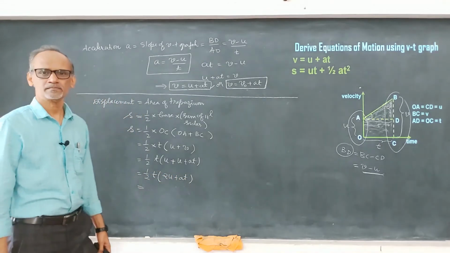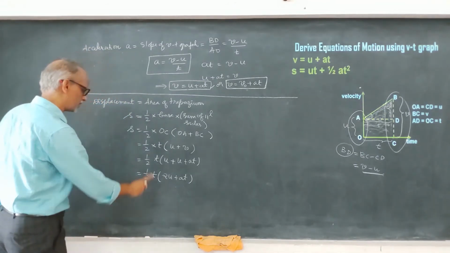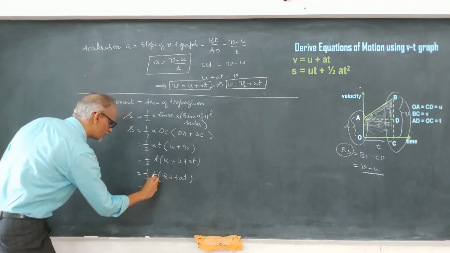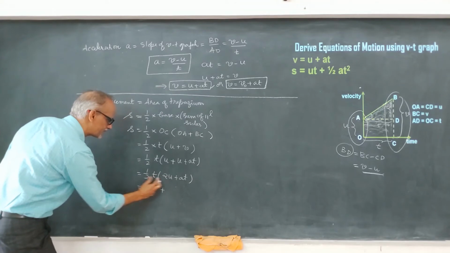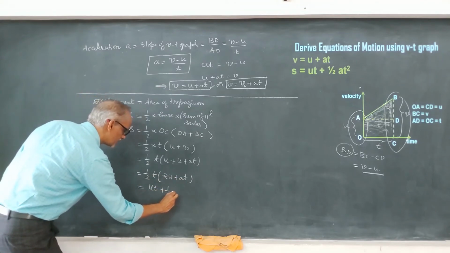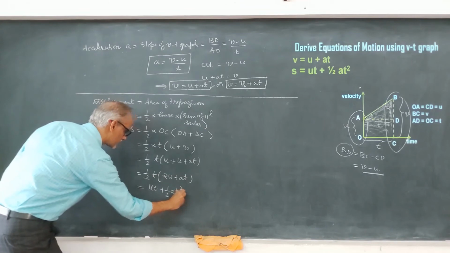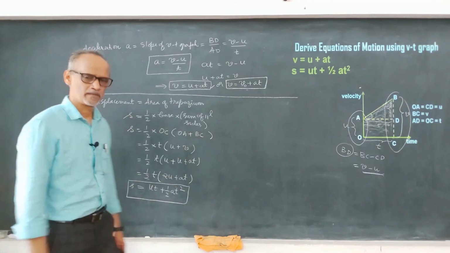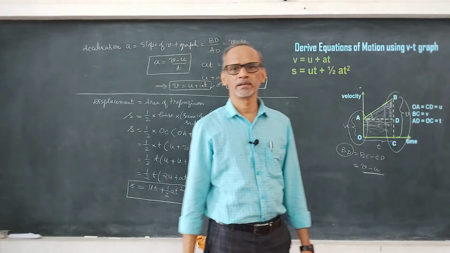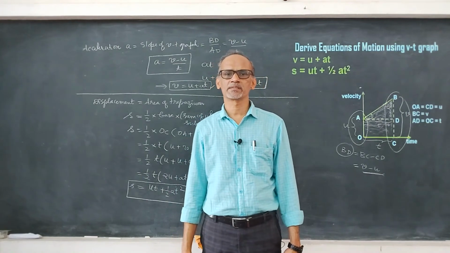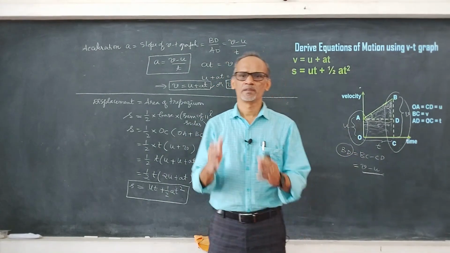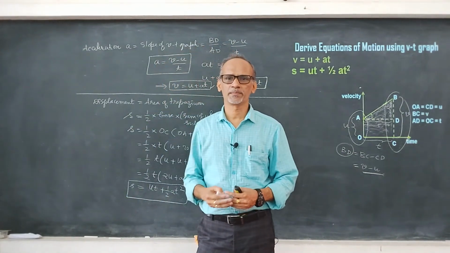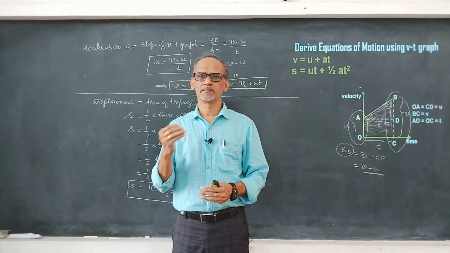Correct? Now open the bracket. When you open the bracket, this 2 into 2 will get cancelled. You will get U into T plus half T has to be multiplied here. So half A T into T is nothing but T square. See how easily we have found the other equation, which is S is equal to UT plus half AT square, using the same graph. So for every derivation you have to draw the graph and write all the proper statements where you use the initial velocity, V is the final velocity.